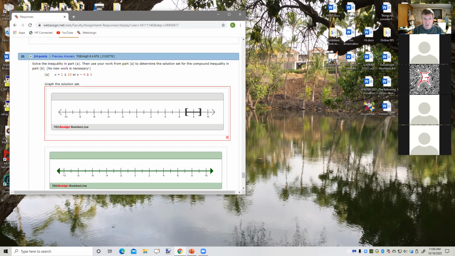All right. So having said all of that, let's take a look at this next section.